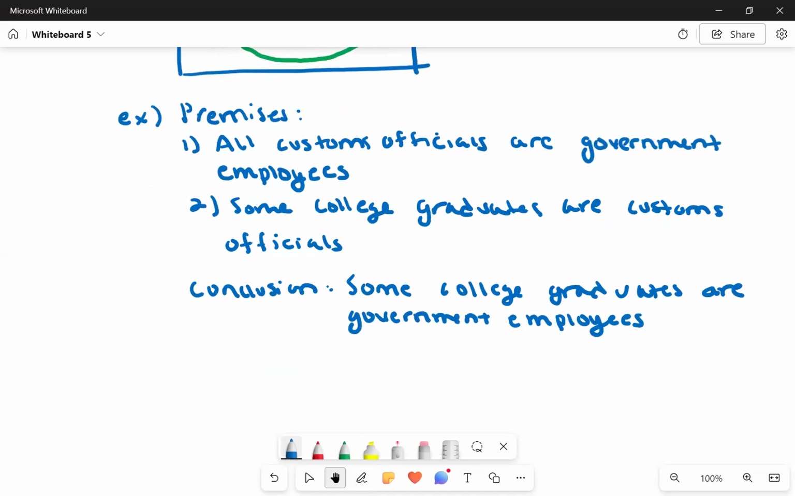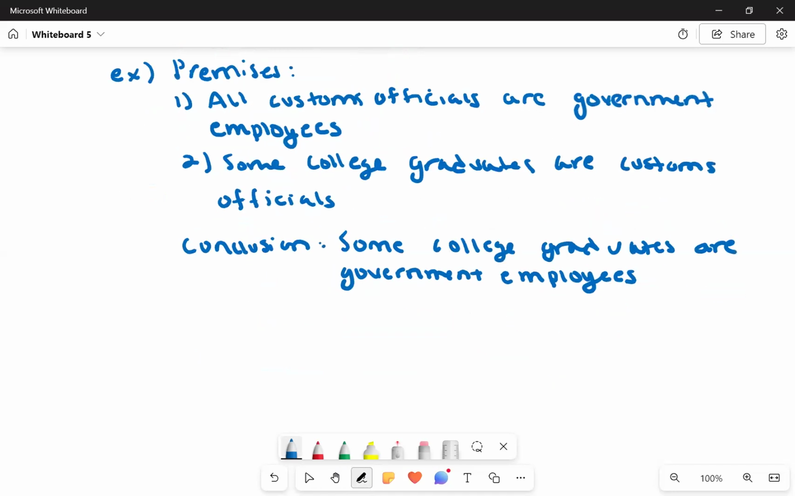Now, we're going to draw this out. I actually have a bit of a different opinion than what the book states, but we'll talk about what the book says. So let's start with the first premise. All customs officials are government employees.